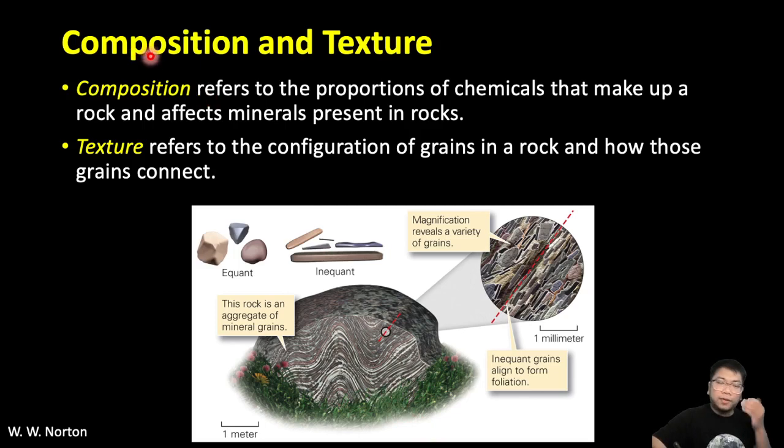The other two characteristics that we look at are the composition as well as the texture. The composition is very important, especially for igneous rocks or metamorphic rocks, and that's practically the way we classify these rocks. We look at the composition of these rocks. And the other one is the texture. The texture refers to the configuration of grains in a rock, or the configuration of minerals in the rock, and how those grains connect. Again, this is also another important aspect of the rocks that we use to identify what type of rocks they are.